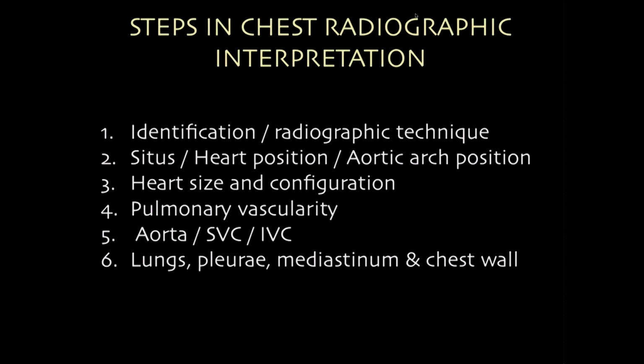Sometimes an oblique projection gives very odd pictures, which you should identify first. And then this is a real step: look at the abdomen first. Determination of situs should be first. Like your shirt, the first button should be in the right place, and then the following buttons will be in the right places. So situs should be determined first, and then heart position and aortic arch position, and then overall heart size and configuration, and pulmonary vascularity, and then the configuration of the aorta, SVC, and inferior vena cava, and then the rest of the thorax.